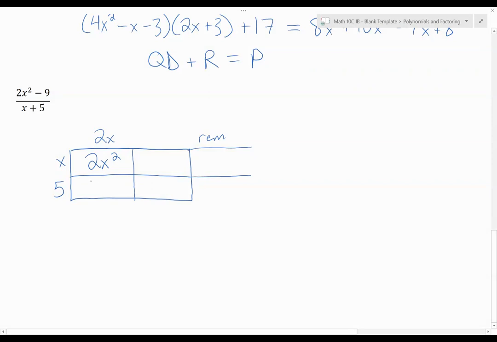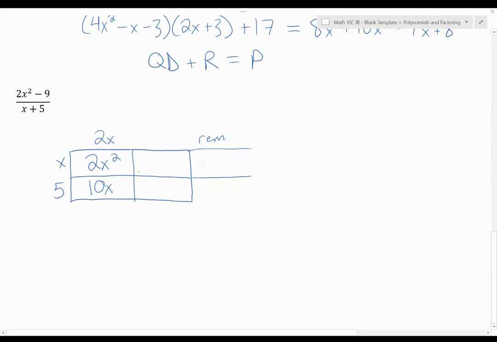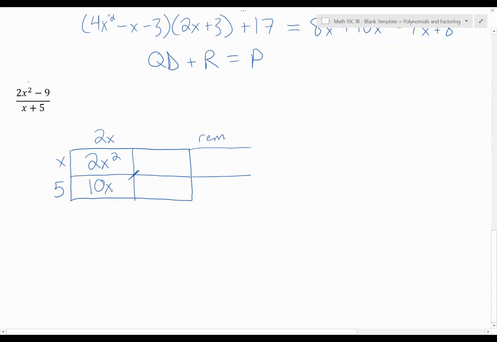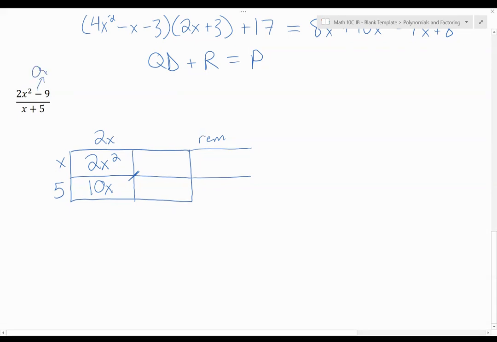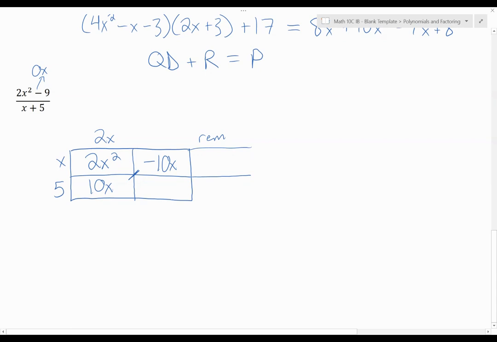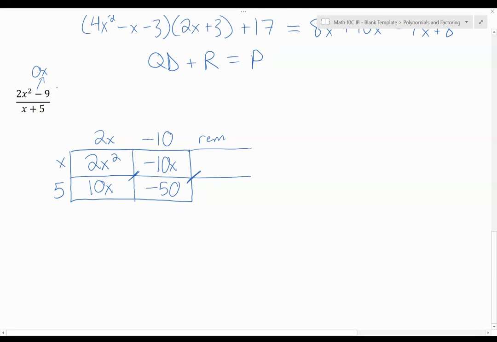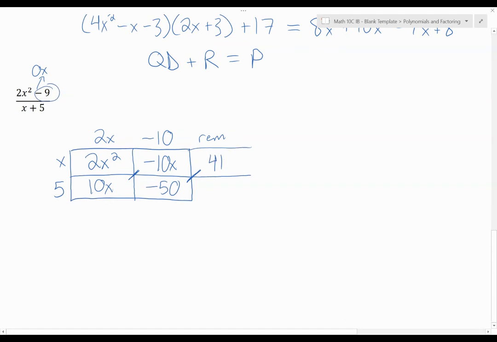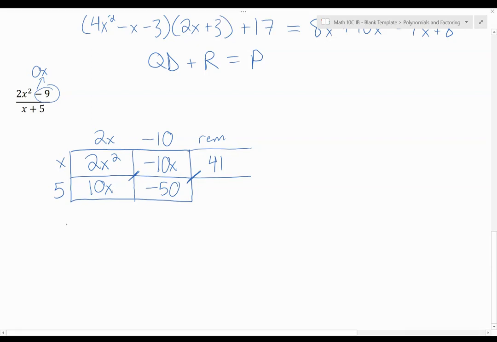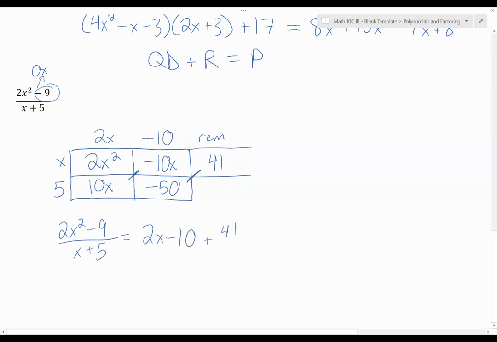Now I multiply. 2x times 5 is 10x. On the diagonal, I'm looking to make my linear term. Notice I don't have a linear term here. So it's like I have 0x. So in order to have 0x, I need a minus 10x to make that work out. Now I divide. Minus 10x divided by x is minus 10. Minus 10 times 5 is negative 50. On this diagonal, I need to make minus 9. So this would be plus 41 to make the minus 9. So 2x squared minus 9 over x plus 5 is equal to 2x minus 10 plus 41 over x plus 5.